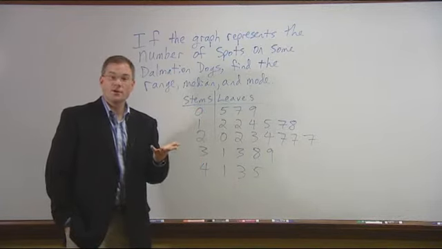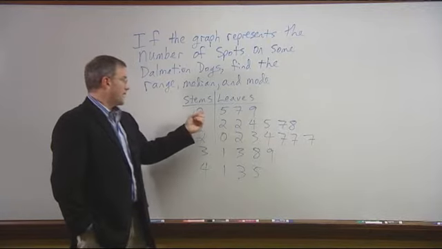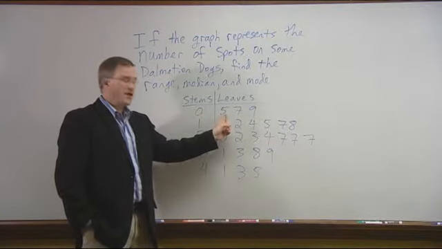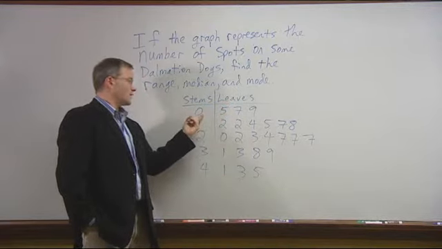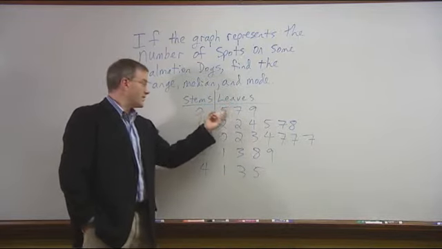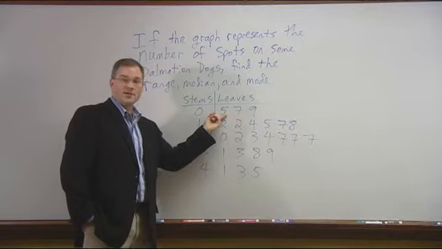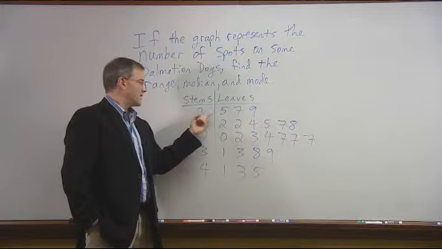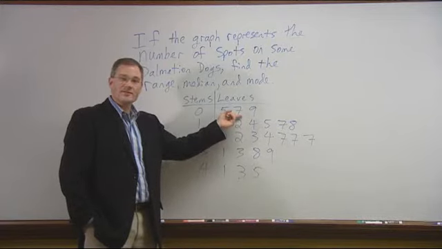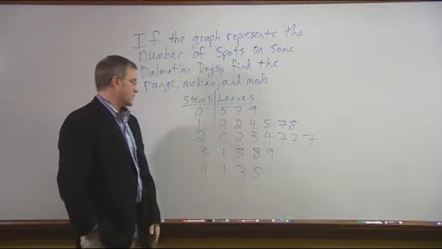The smallest ones are 1-digit numbers. The first number is a 5. And the way this stem and leaf plot is set up is that the stem represents the tens place, and then these leaves represent the ones place. So this first Dalmatian has 5 spots. The Dalmatian with the second least spots has 7, and so on.